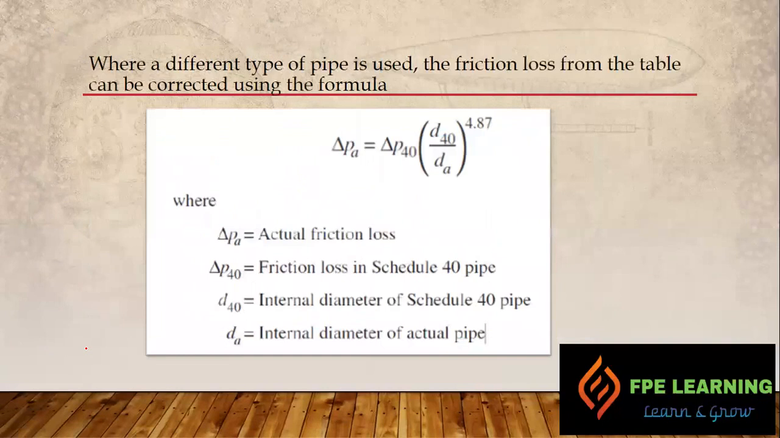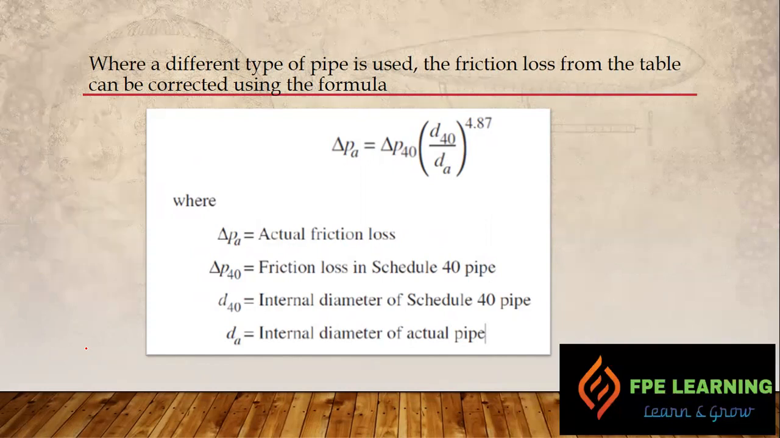The next one we have, remember I said that table is based on the C factor of 100 and schedule 40 carbon steel pipe. Now, how about if you have some different types of pipe, maybe ductile iron or cast iron pipe, maybe a plastic pipe.